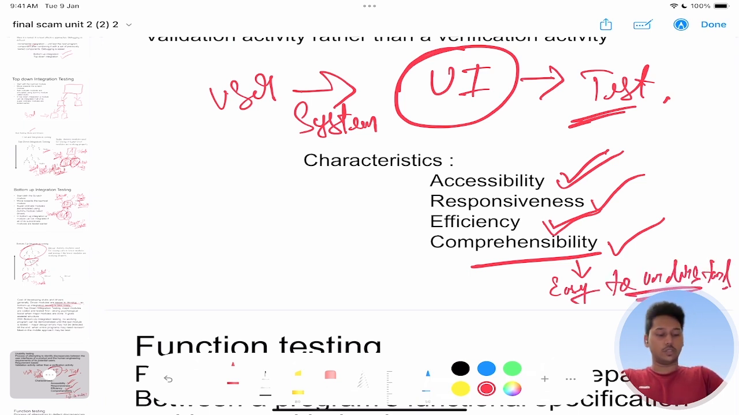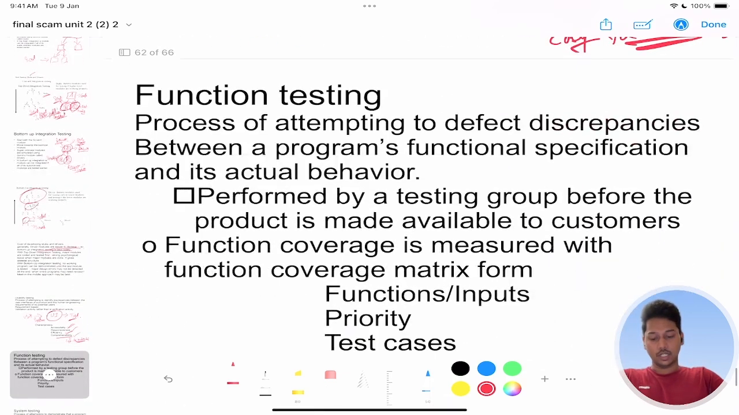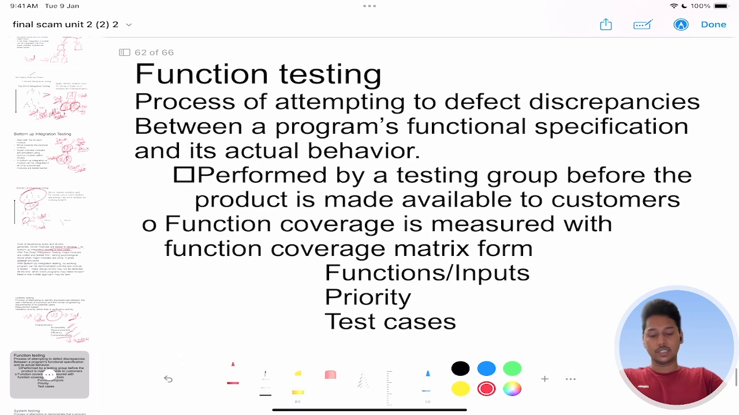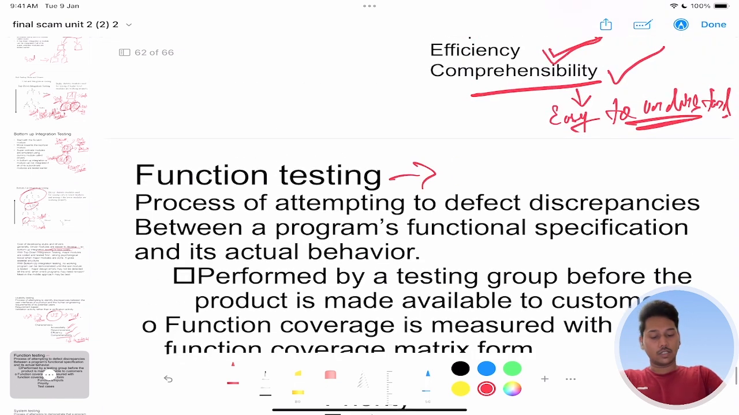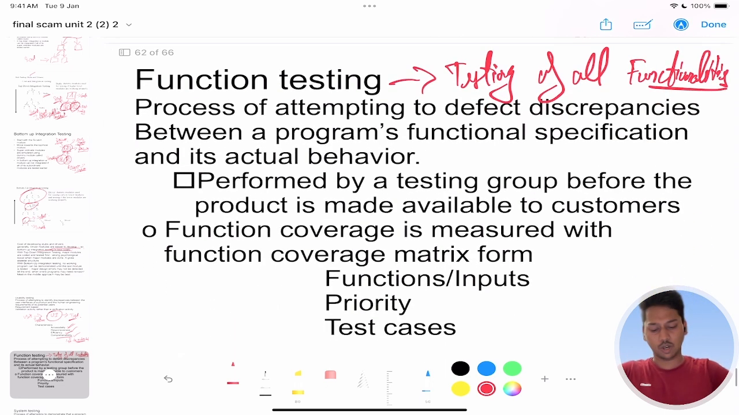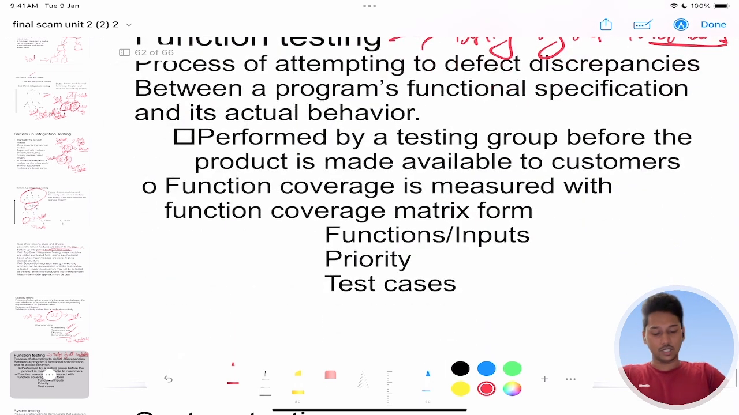The system should be easy to understand. Nothing else. Then comes the second, functional testing. Functional testing is testing of all the functionalities of the system. It's just normal testing of functionality.